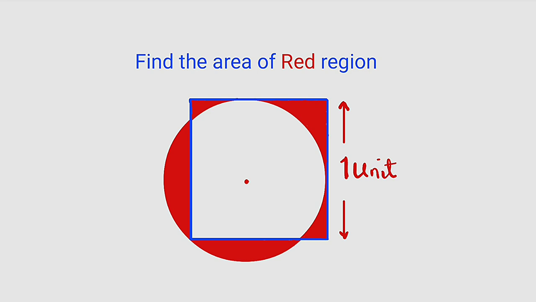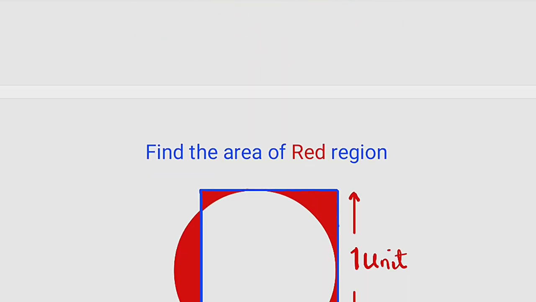We're asked to find the area of the red region in the diagram below. So you can see the diagram right here. We have a square here of 1 unit, and we also have a circle here with an unknown radius. So how can we find the area of this red region? You can see the region here: 1, 2, 3, 4, and 5. All right, let's get started.